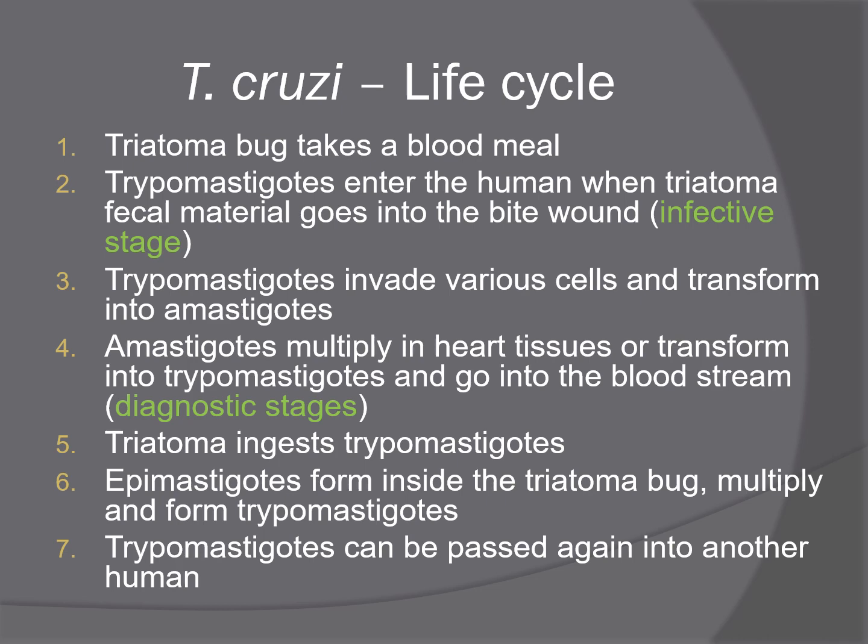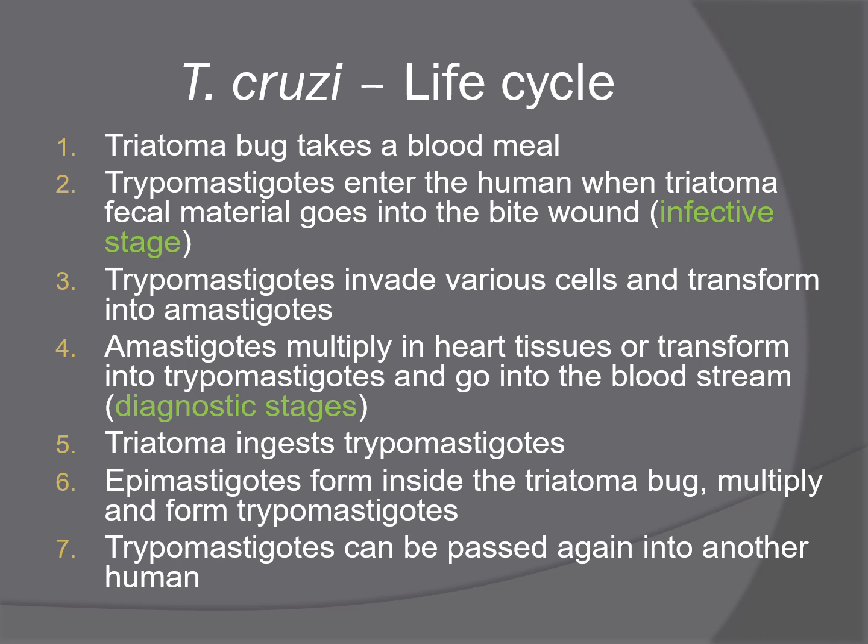Trypomastigotes enter the human when Triatoma fecal material goes into the bite wound. Trypomastigotes invade various cells and transform into amastigotes. Amastigotes then multiply in the heart tissue or transform into trypomastigotes and go into the bloodstream. That's the diagnostic stage, when you can see either trypomastigotes or amastigotes on peripheral blood smears.